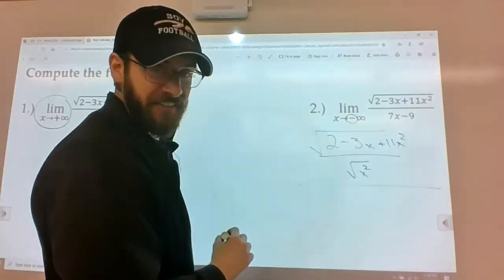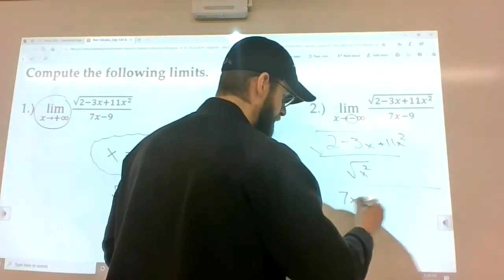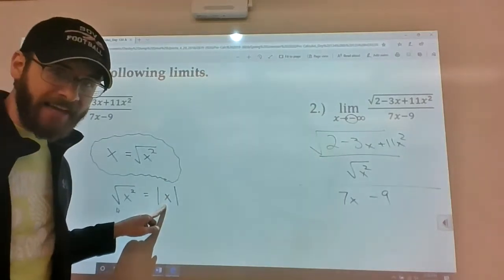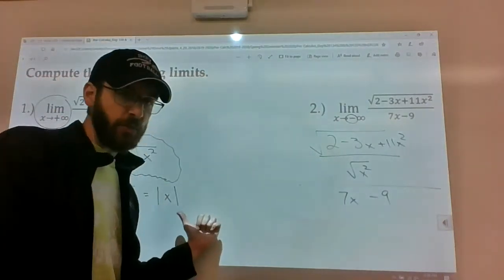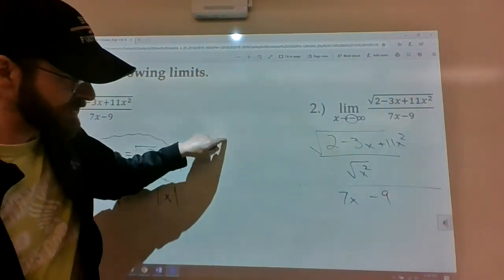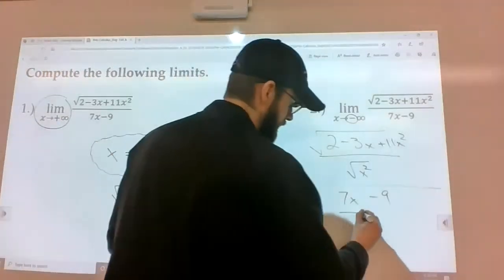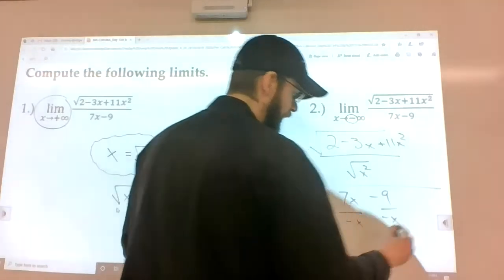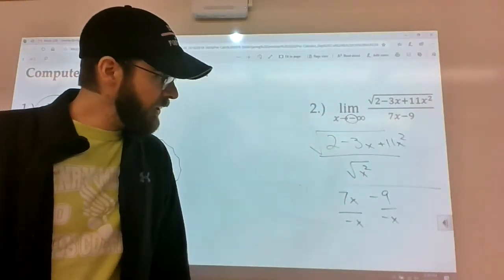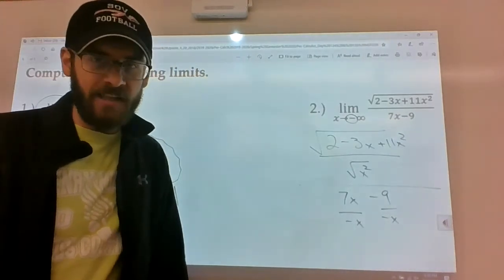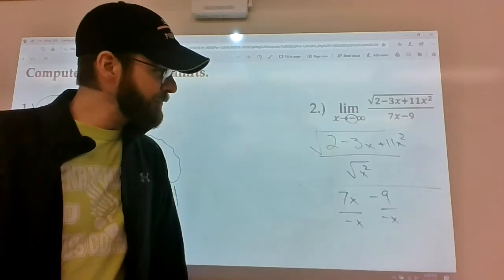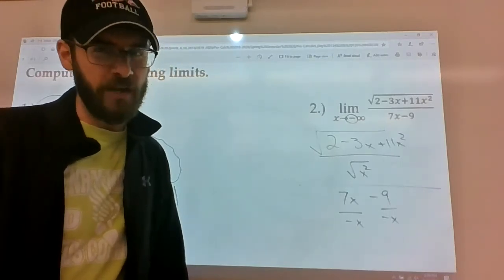The bottom, 7x minus 9, that's going to be divided by the absolute value of x's behavior when you go to negative infinity, which is the line y equals negative x. All right, so that can be kind of tricky. You really have to keep your wits about you when you're computing these limits, or at least going through that process. Now, I'm going to skip ahead here because we really did the computations already for this.